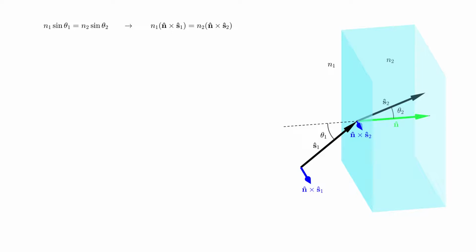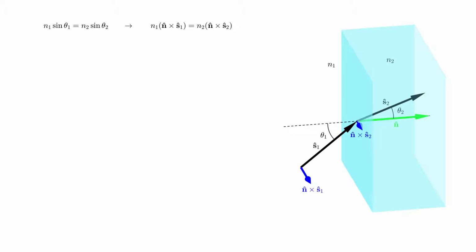It is not very useful in its current form though, since even if we knew the refractive indices, the direction of the incident ray, and the normal vector, we wouldn't be able to just plug these in and solve for the direction of the refracted ray. We will need some tricks in order to isolate s2 hat.